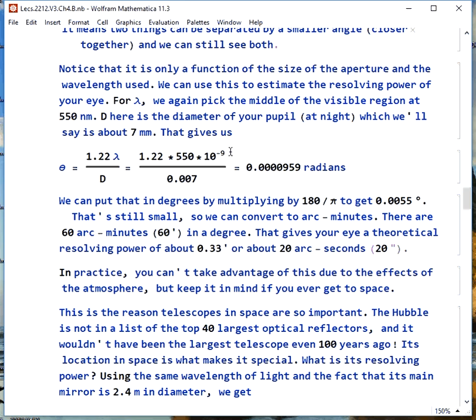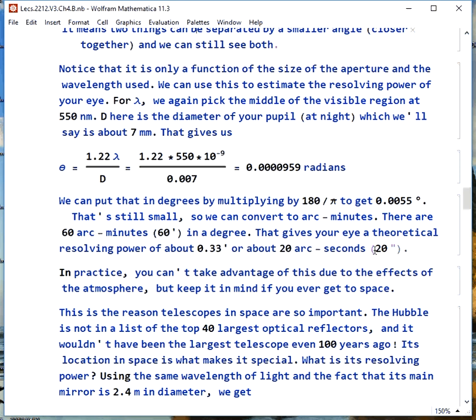If we're talking about stars, then we're talking about the diameter of your pupil at night, which is about 7 millimeters. That would give us 0.0000959 radians. If we want to put that in degrees, we multiply by 180 over pi, and we get 0.0055 degrees. That's still small, so we can introduce the idea of arc minutes. There are 60 arc minutes in a degree, so if we multiply this by 60, we get 0.33 arc minutes. We could go further and write this in arc seconds. There's 60 arc seconds in an arc minute, and we'd get about 20 arc seconds.